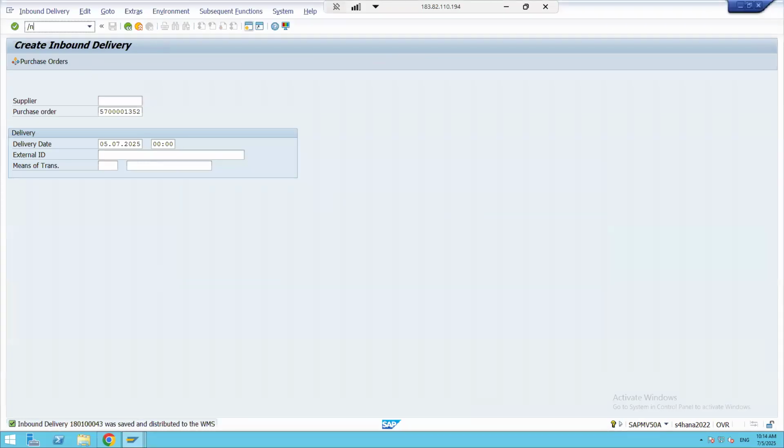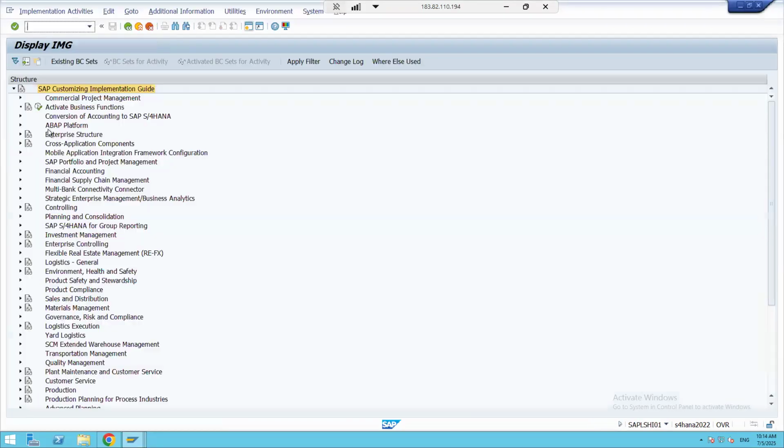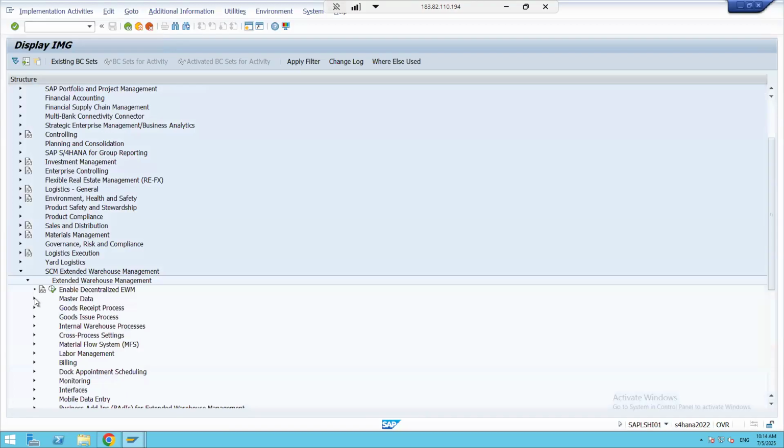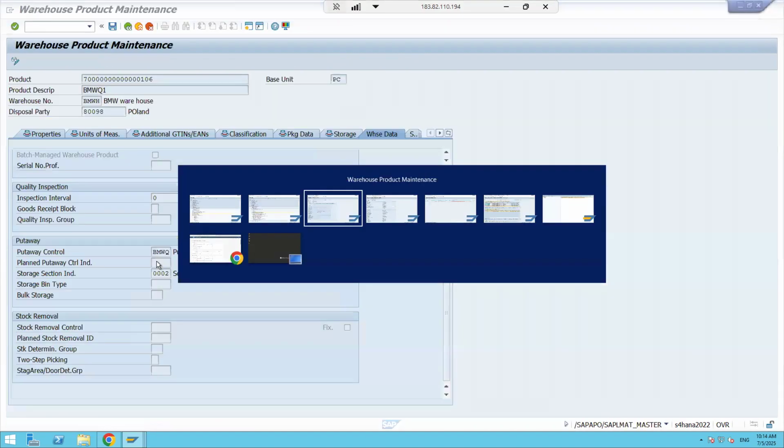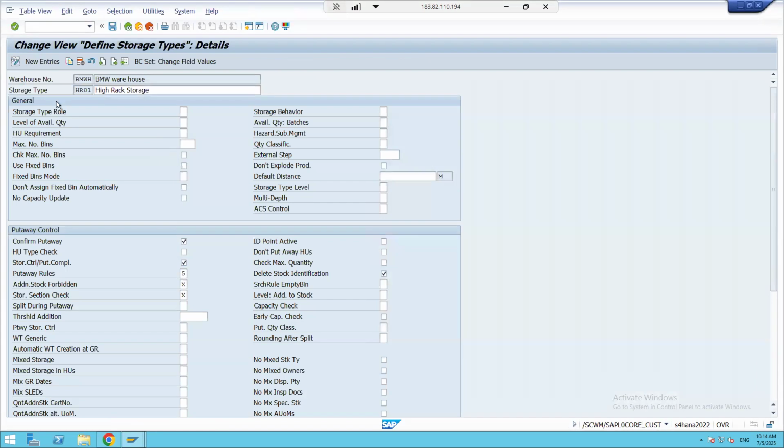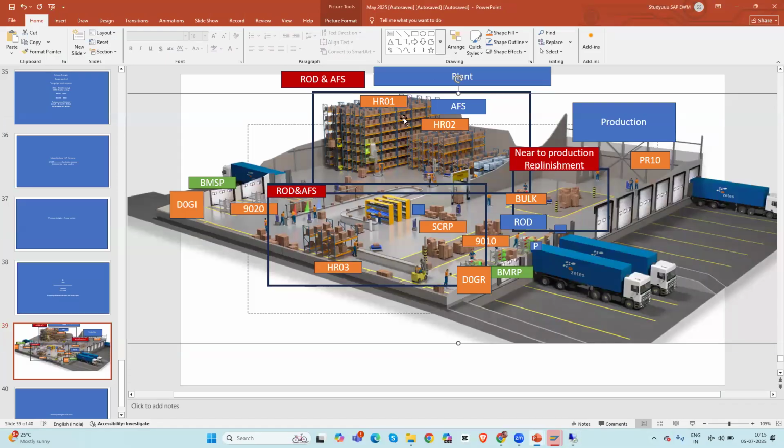Go to SPRO again, go to warehouse management, go to master data, and go to storage types. Now I am creating HR01. Don't worry about the other fields; only the storage type role. What kind of role does HR01 have? What is the behavior of HR01 now?